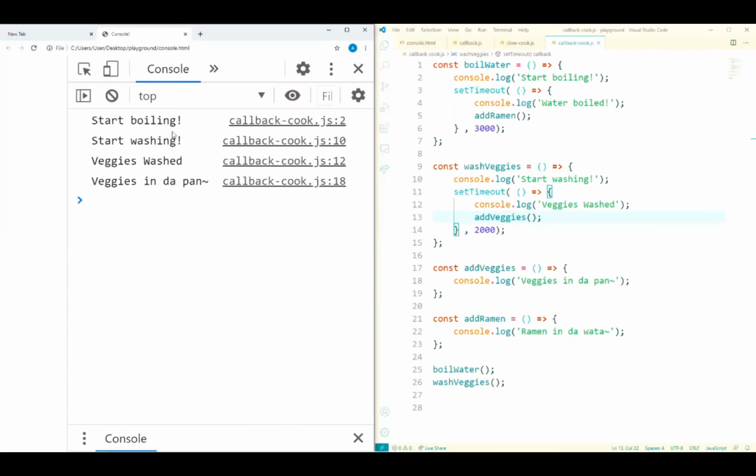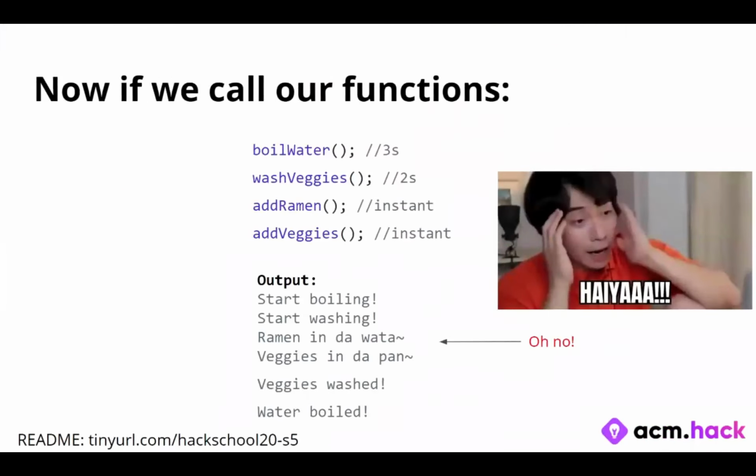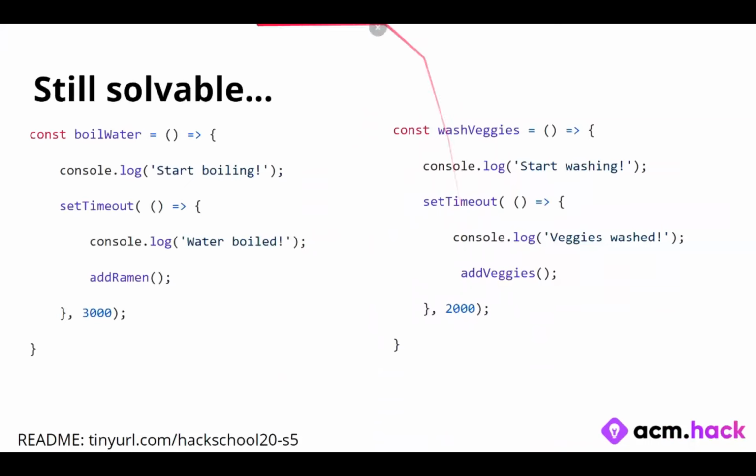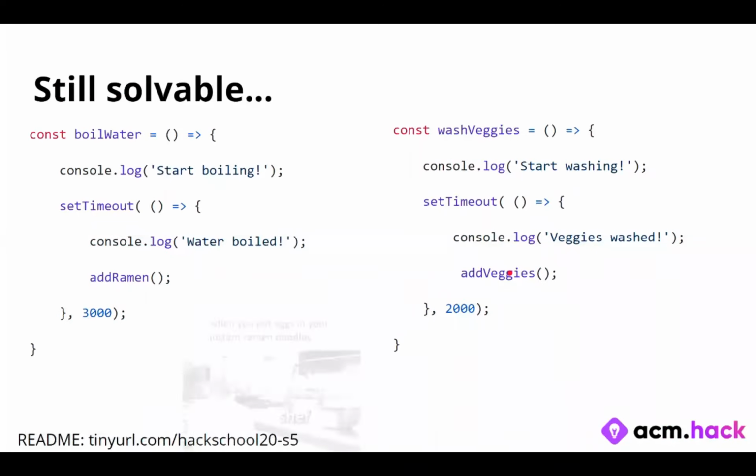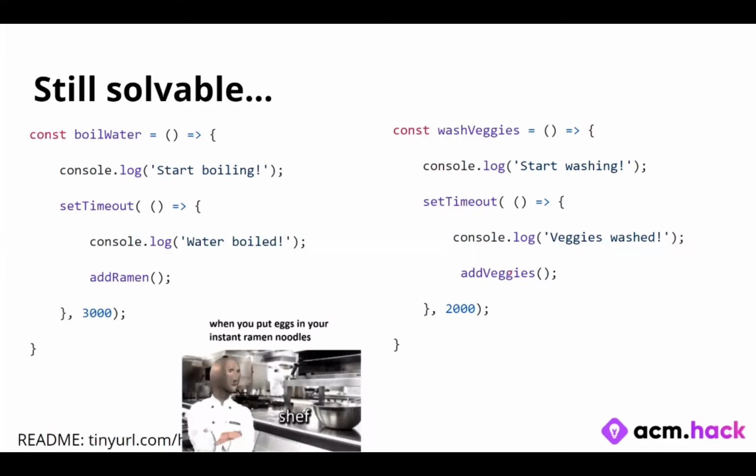Okay, so this should happen correctly now. We started boiling, we started washing, veggies have washed, veggies in the pan, water boiled, and then ramen in the water, right? So this is the behavior that we want, right? And yeah, so we've successfully made our ramen, yeah? So as we can see, it's still solvable. What we did was we added our ramen function inside boil water, inside our timeout callback function, and we added our add veggies function inside of the callback function, right? And we're done. Yeah, we are now ramen chefs.